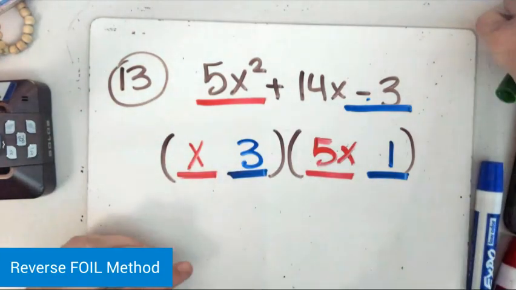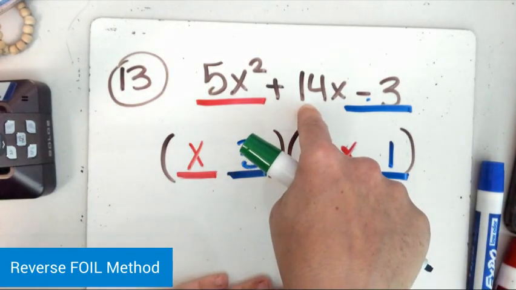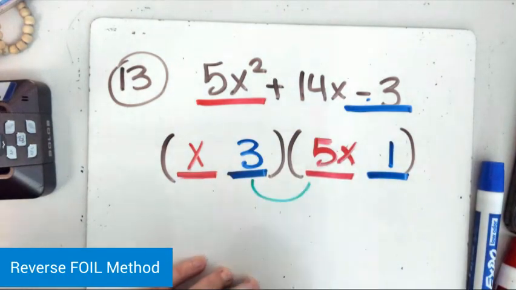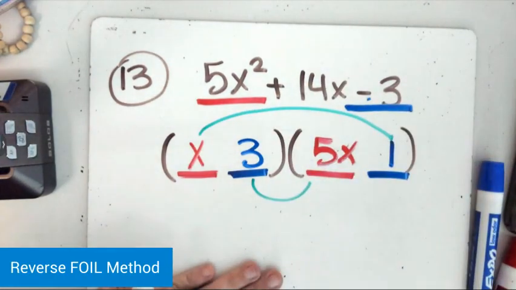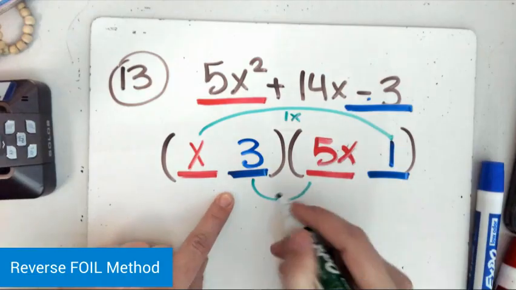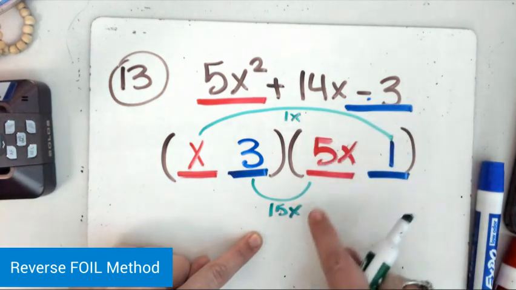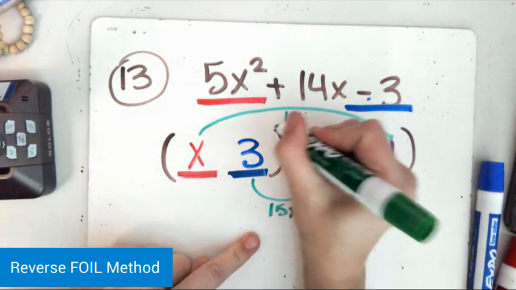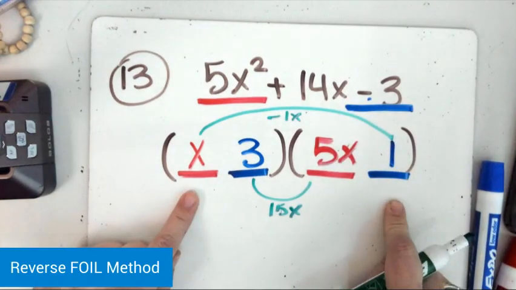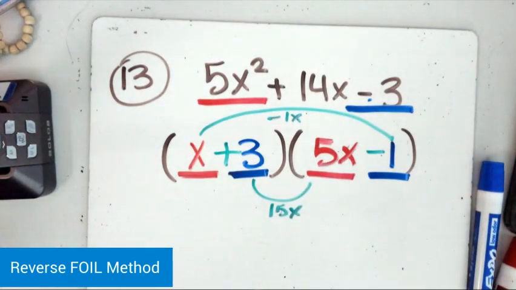Now, what we need to do next, do you remember how we got the 14x? The inners and the outers, very good. So what is x times 1? And what is 3 times 5x? Can I get a 14x out of these? Yes. Which one has to be negative? So which one's negative though? The 1 is negative and the 3 is positive. Done. No work whatsoever. Make sure you write the answer down. That's number 13.